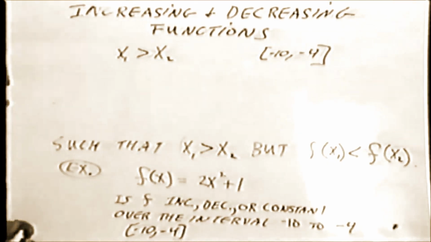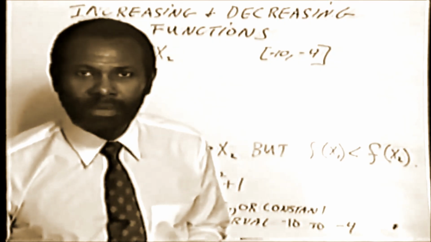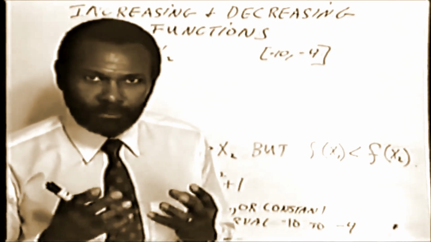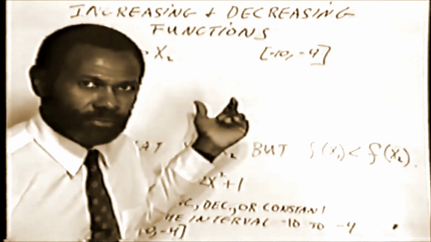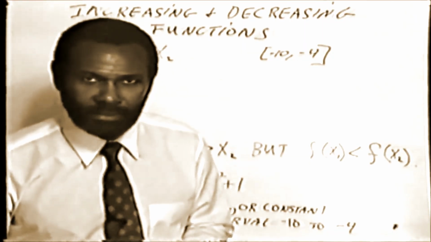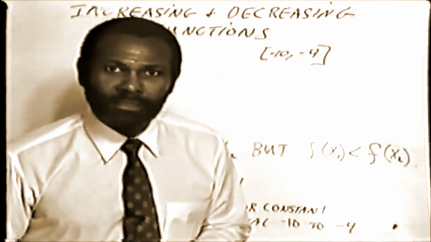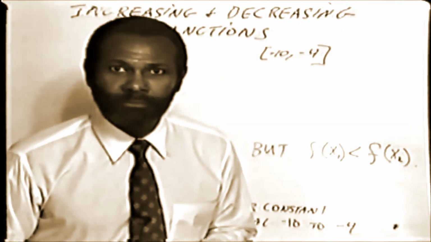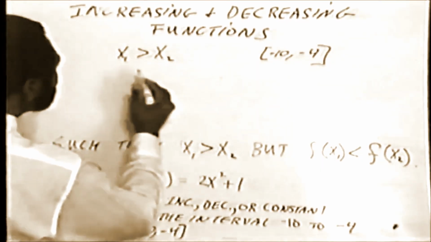Would the greater number be negative 10 or would it be negative 4? We have to make sure that when we set the problem up, the first condition is true, that x of 1 is greater than x of 2. And that's where we have to choose our numbers. If you said that x of 1 is equal to negative 4, you're right, because negative 4 is greater than negative 10.